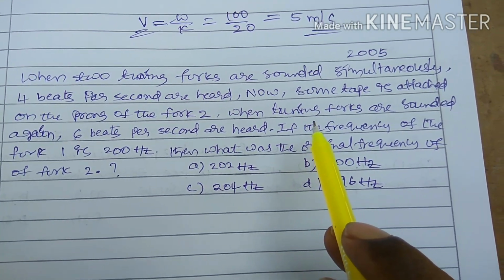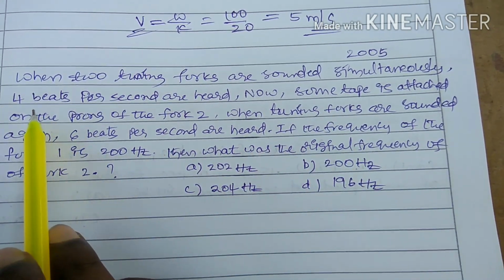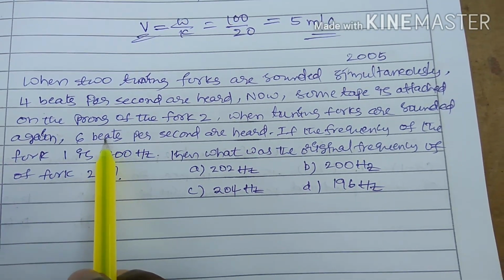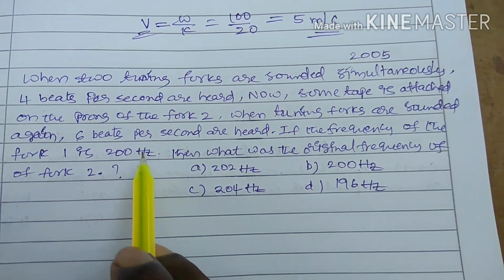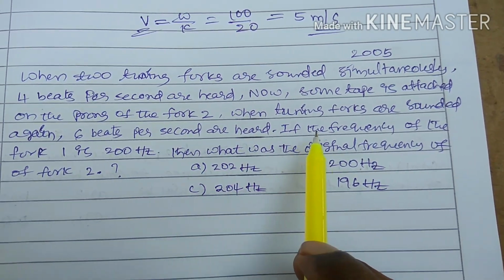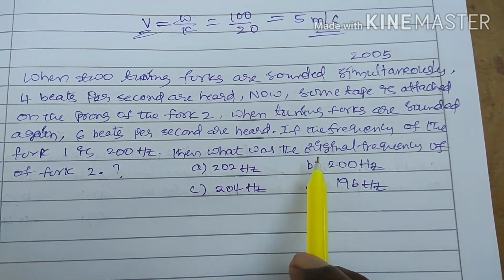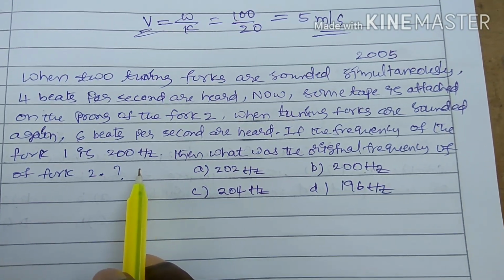So if the tape is attached, then the frequency will increase. So 4 to 6, it is right. But now here, what they are asking is the fundamental frequency: if the frequency of fork 1 is 200 Hz, what was the original frequency of fork 2?